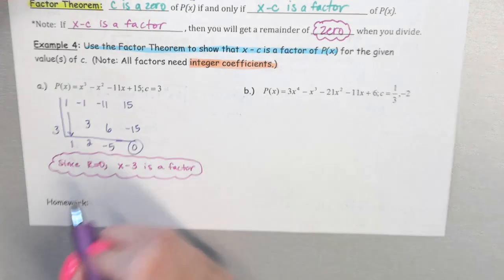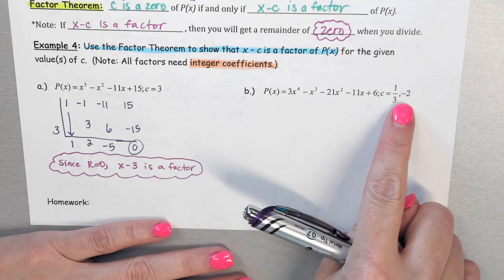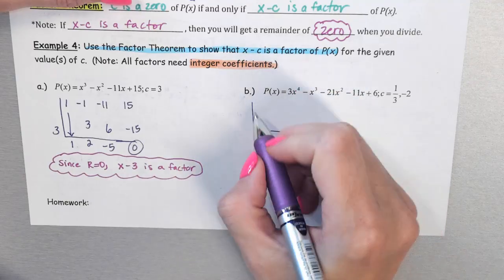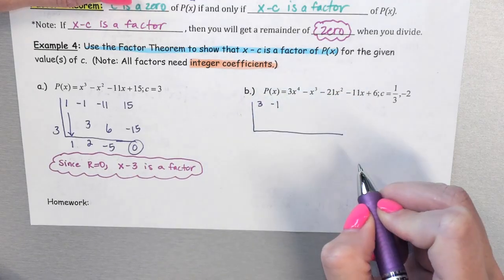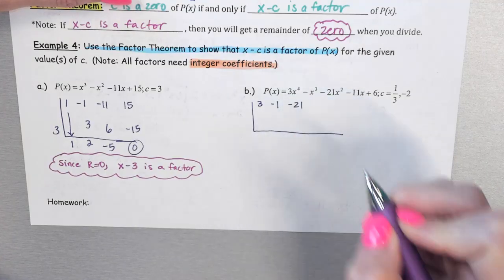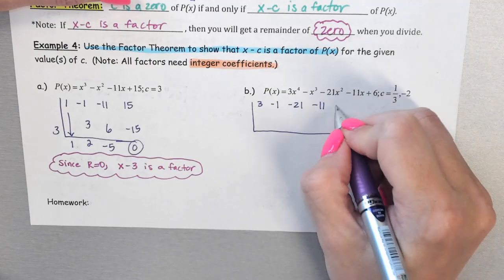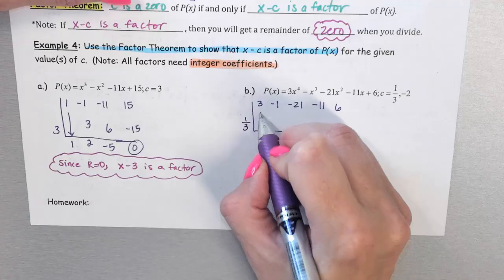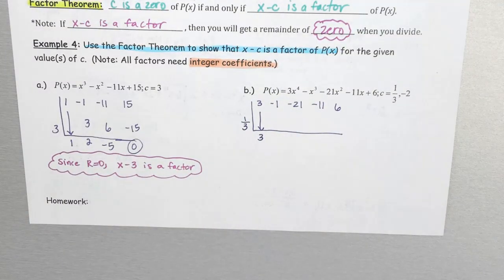All right, and then for part B, you have 2 of them. You have c equals 1/3 and -2. So we're going to do these separately. So I have 3x to the 4th, -1x cubed, -21x squared, -11x, and 6. So I don't have any missing terms. When you're doing synthetic division, it's okay if it's not an integer. It's just the factors have to be integers.